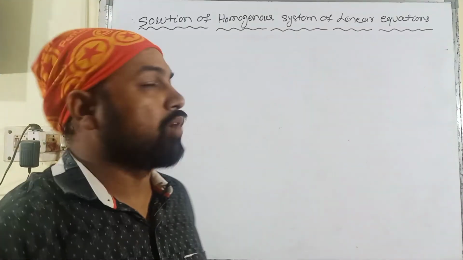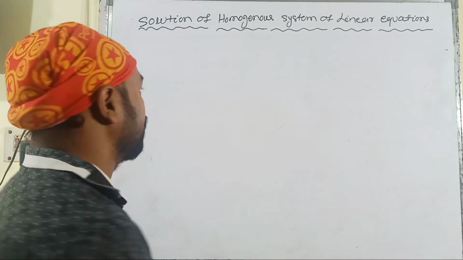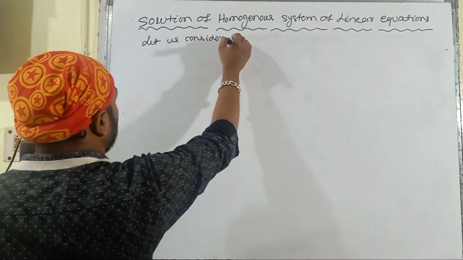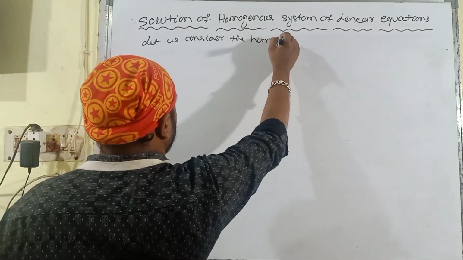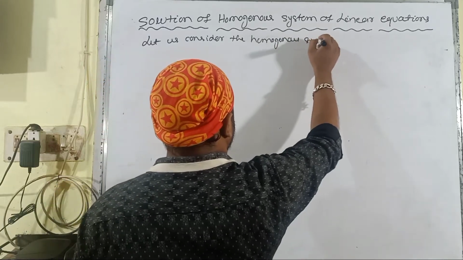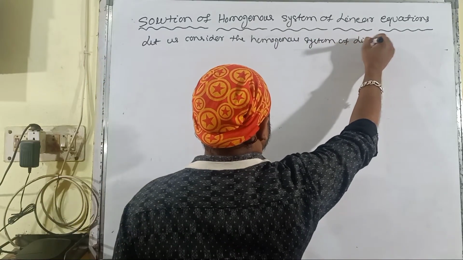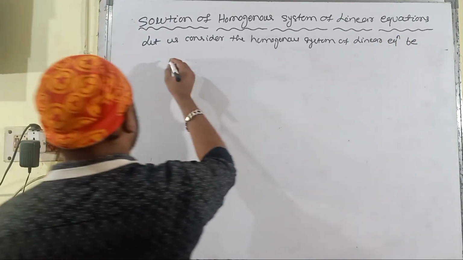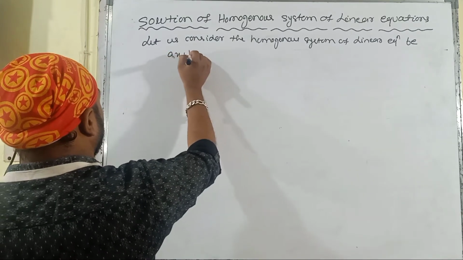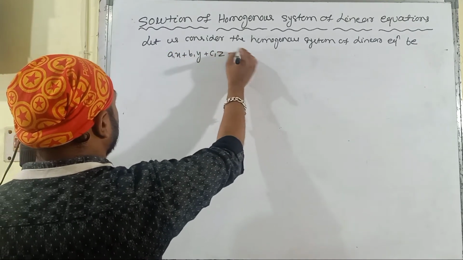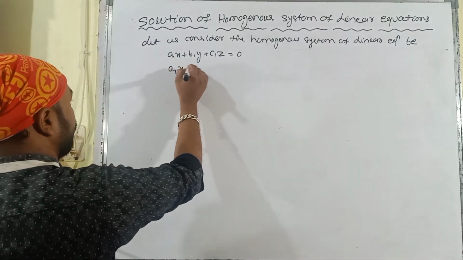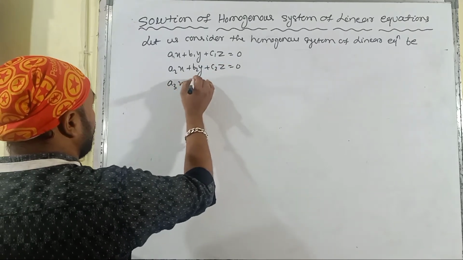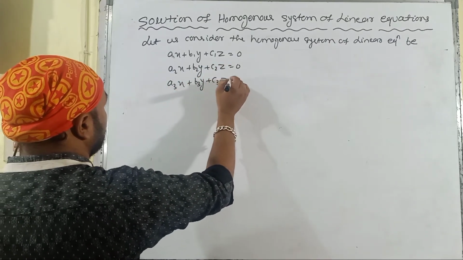Now let us go through the solution of a homogeneous system of linear equations. First of all, let us consider the homogeneous system of linear equations: A1x plus B1y plus C1z is equal to 0. Then A2x plus B2y plus C2z is equal to 0. A3x plus B3y plus C3z is equal to 0.